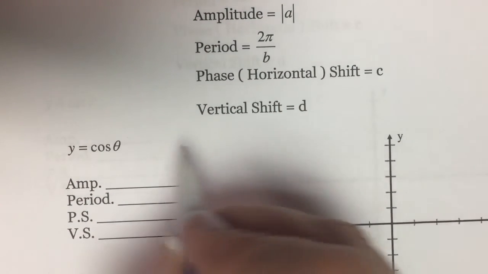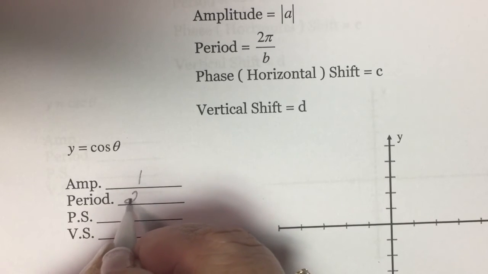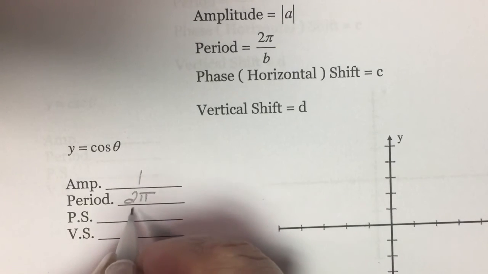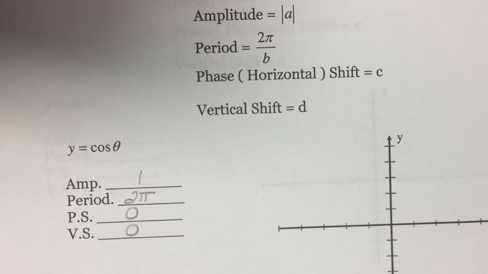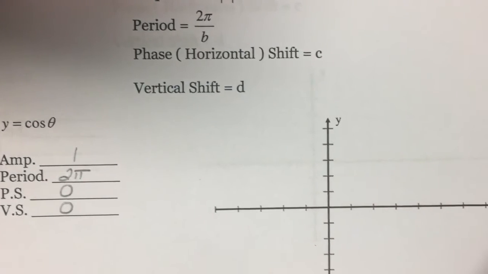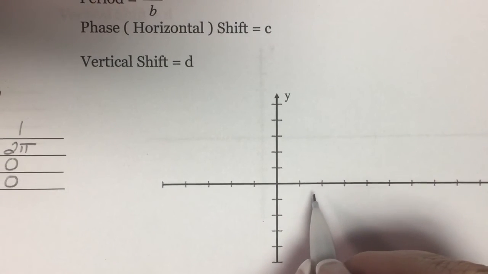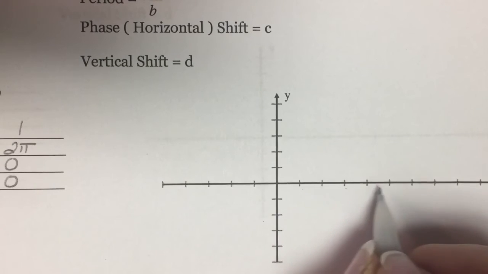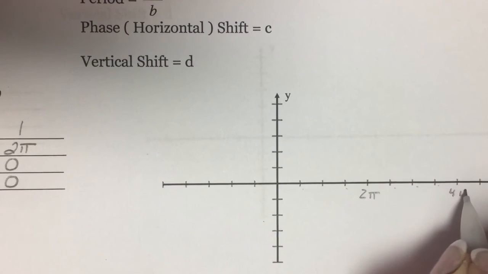So your amplitude is still 1. The period is 2 pi over 1, which is going to be 2 pi. There's a 0 phase shift and a 0 vertical shift because we're just doing the parent graphs. So once again, since the period is 2 pi, 1, 2, 3, we're going to go out to 2 pi and then go 4 more out to 4 pi.